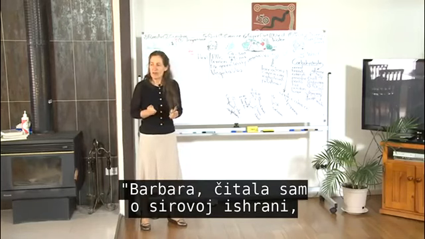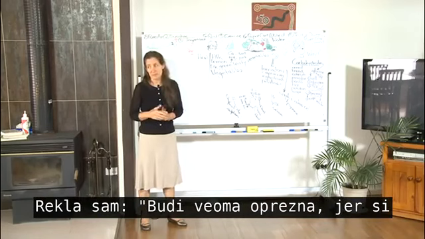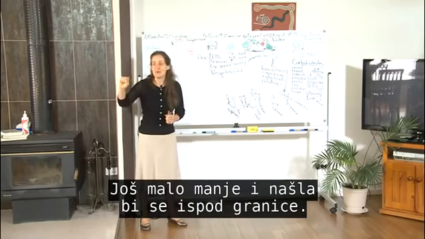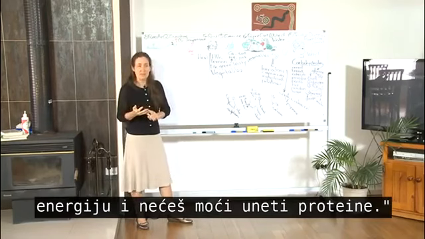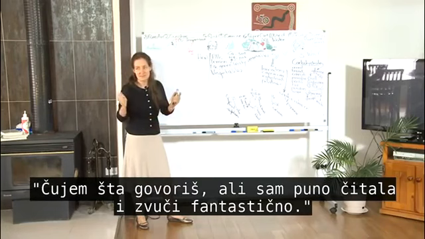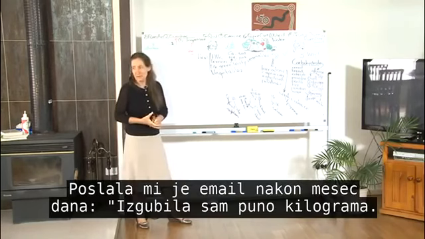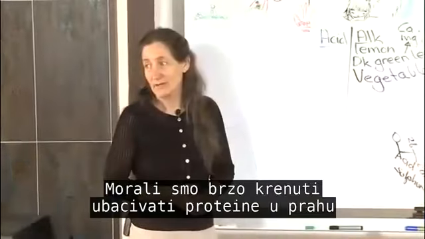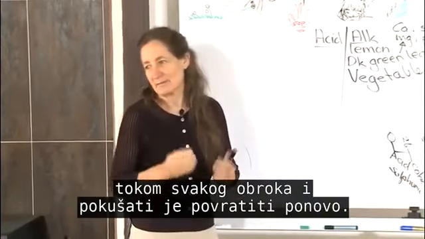She said, Barbara, I've been reading up on raw diet. I think I'm going to give it a go. And I said, be very cautious because you are just right on the weight. Any more and she would be underweight. I said, it's possible that you'll lose weight and you'll lose energy and you won't be able to get your protein. She said, I hear what you're saying, but I've been reading more on it and it sounds fantastic. You know when you can read a spiel and you think this is it? She emailed me a month later. She said, I've lost a lot of weight. I've just got no energy. So we had to come in quickly with protein powders every meal and try and build her up again.